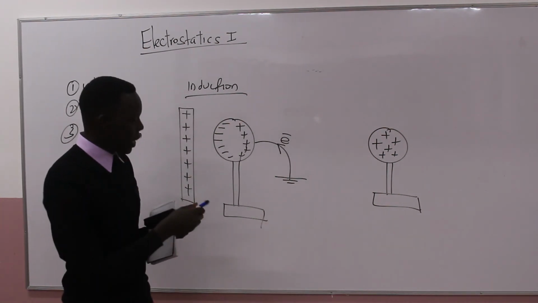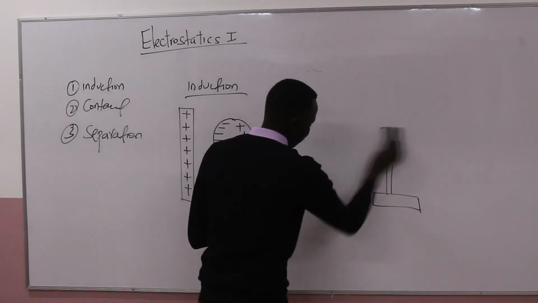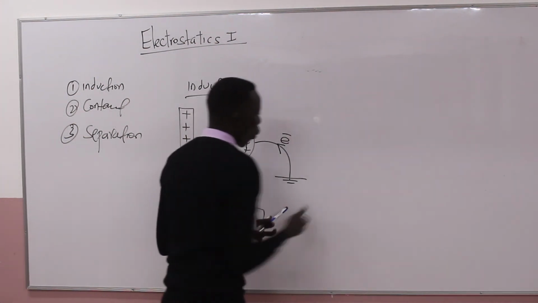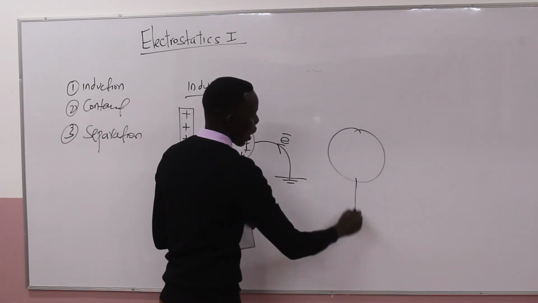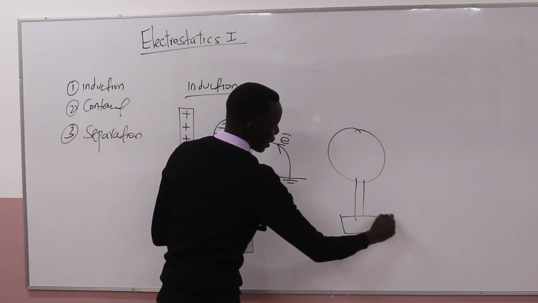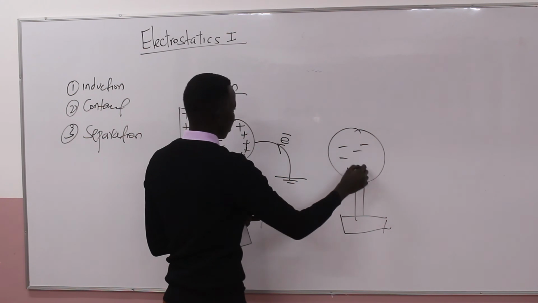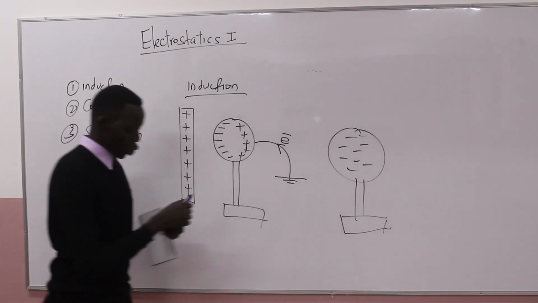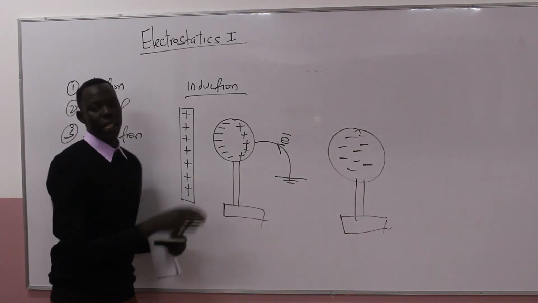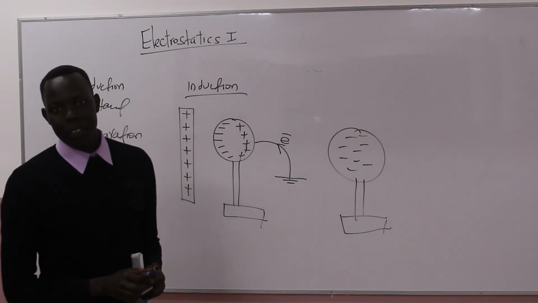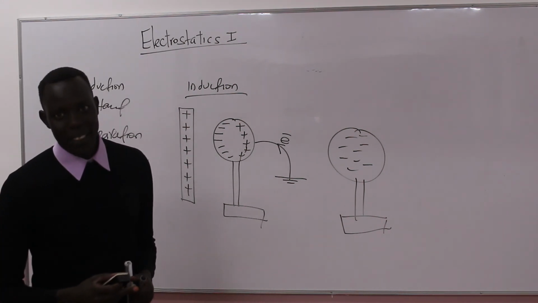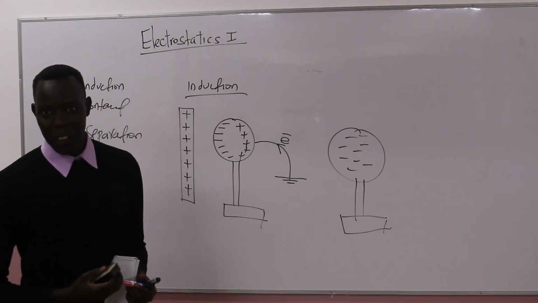And by the end of the day, what we are going to obtain is that the negative charges will distribute themselves. So you see, I'm using a positive charged rod, and I'm obtaining a negatively charged material. That is charging by induction. Thank you.